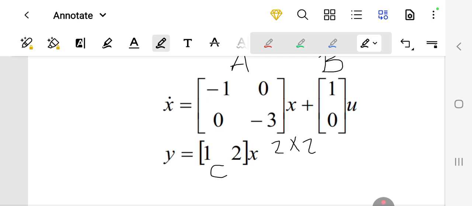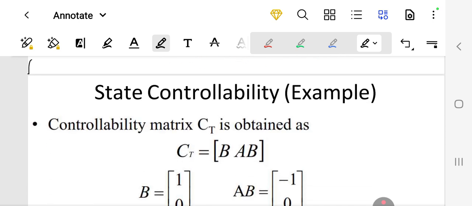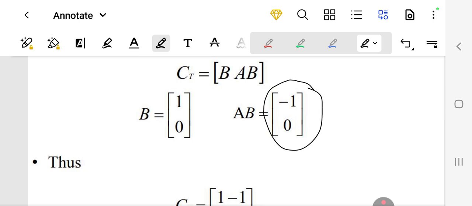The A matrix is negative 1, 0, 0, negative 3, times B, row times column: negative 1 times 1 equals negative 1, plus 0 times 0 equals 0, so it will be negative 1. And for the second row, 0 times 1 equals 0, and negative 3 times 0 equals 0. Then the AB matrix will be negative 1 and 0, as we see here, negative 1 and 0.